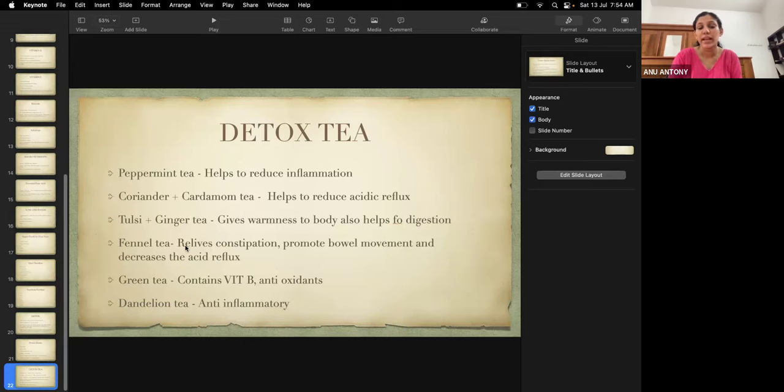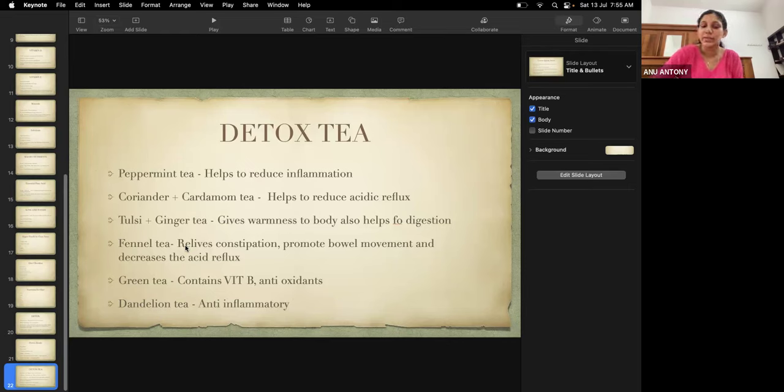Then fennel tea helps relieve constipation, promotes bowel movement and decreases acid reflux. So if you are not having a proper bowel movement or you have increased acid reflux, you can see that your liver function is not good. You can even have this as a morning drink. As soon as you wake up, you can have the fennel tea.